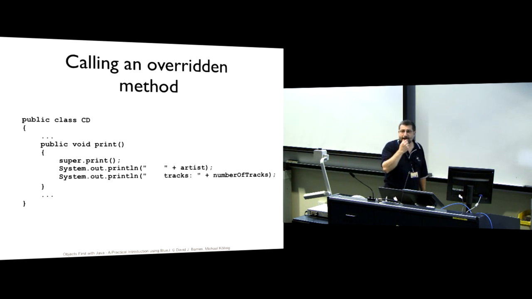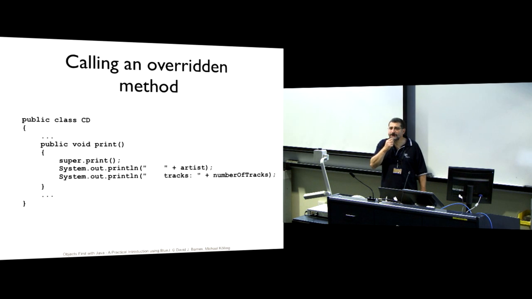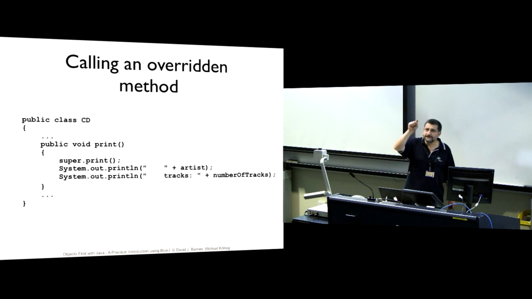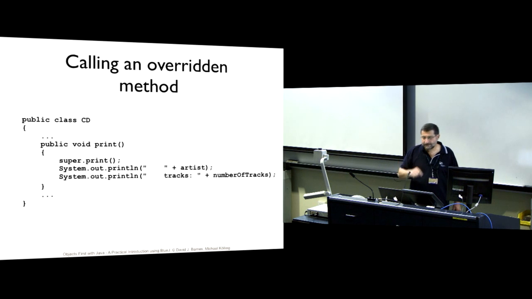Would you be able to do that if the print method in item was private? No, if it was private, it wouldn't be accessible. It's got to be public. Oh, actually, there's an intermediate that we'll come to in a little bit. But if something's declared private, it really means it's inaccessible from outside.